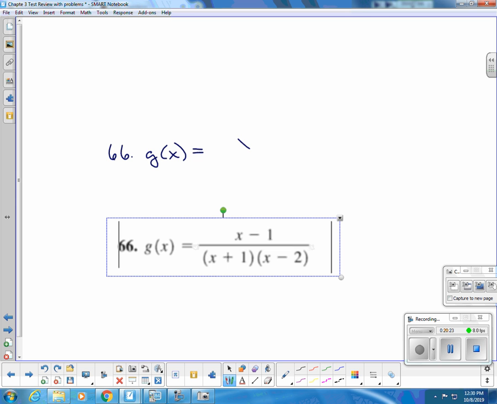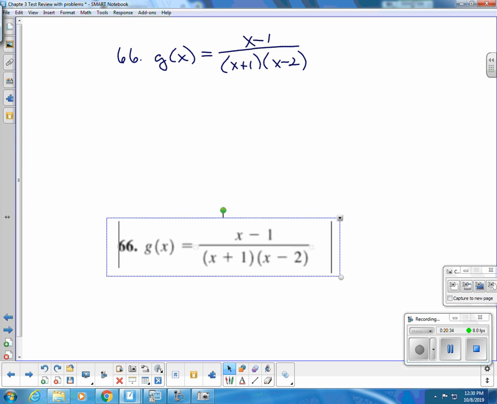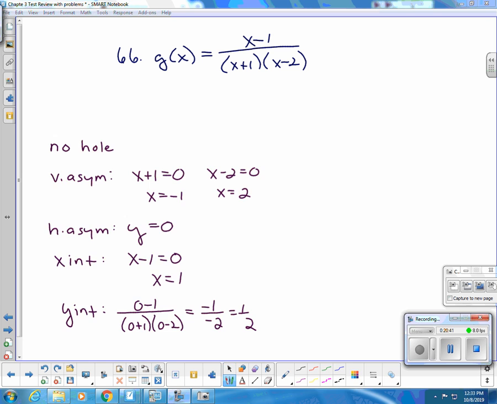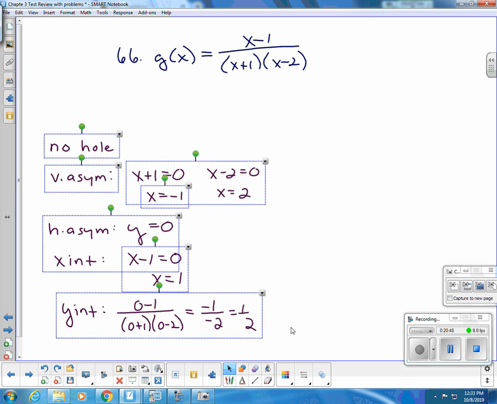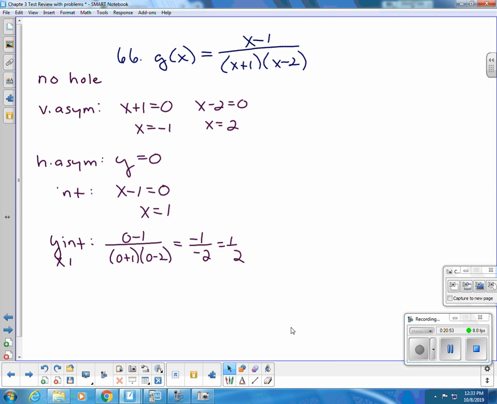All right, so this one has a little bit more meat to it that you could possibly chew on. The other one was a little scary. All right, so I'm going to give you 2 minutes here. Figure out as much as you can. Okay, you check up here. You see that there's no hole, right? Because no factors cancel. So you have 2 vertical asymptotes because you have 2 factors in the denominator.